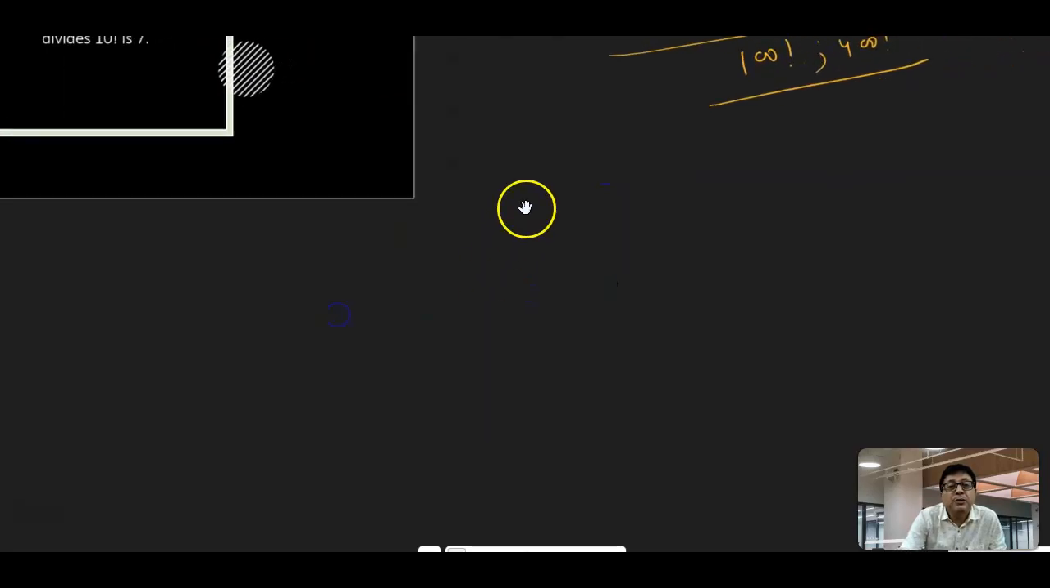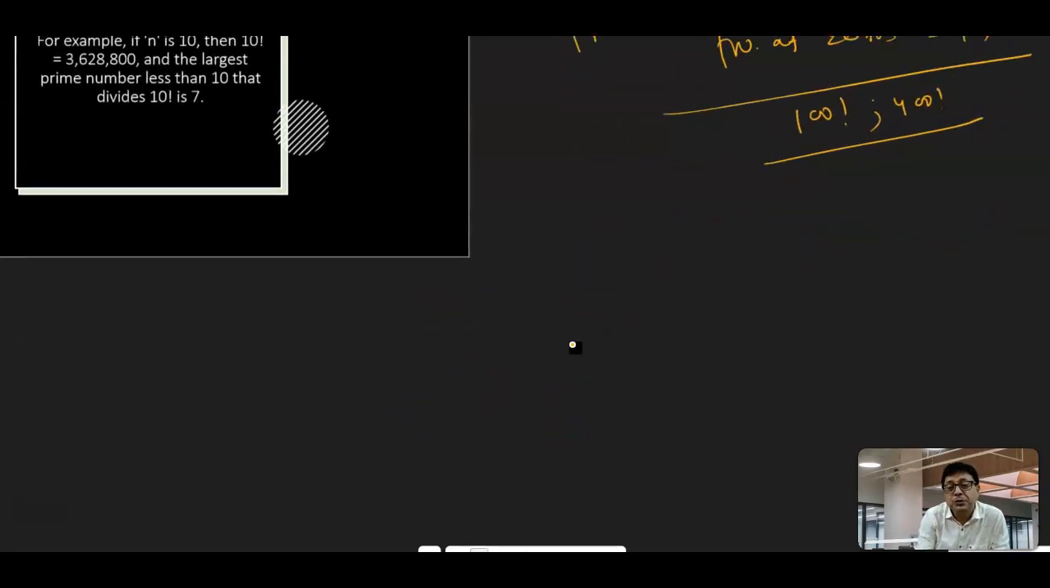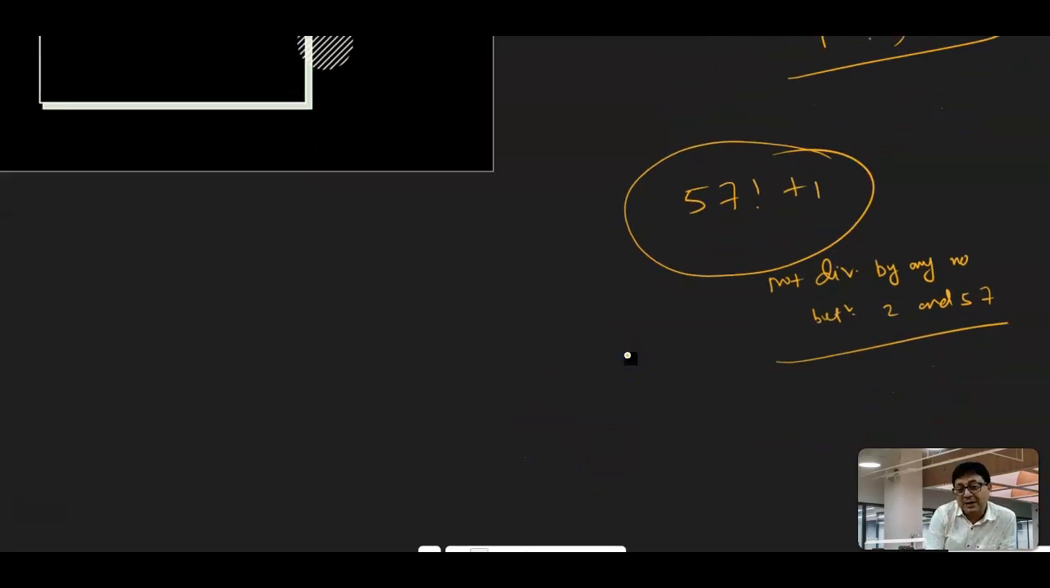Okay? Now, just before I leave, I would like to discuss with you another problem where I am going to show that factorial 57 plus 1 is not divisible by any number between 2 and 57. It's just an ordinary sum I'd like to discuss before I leave the class.